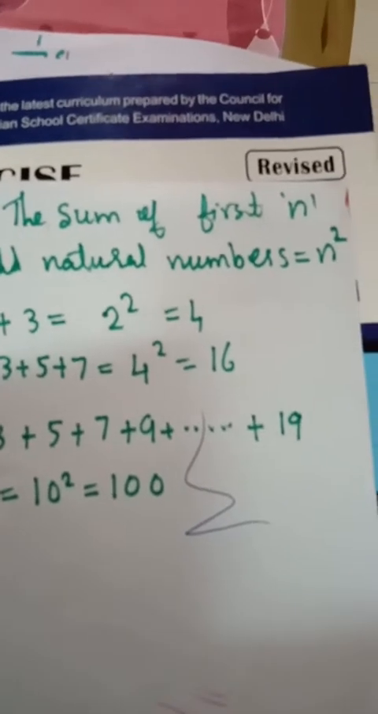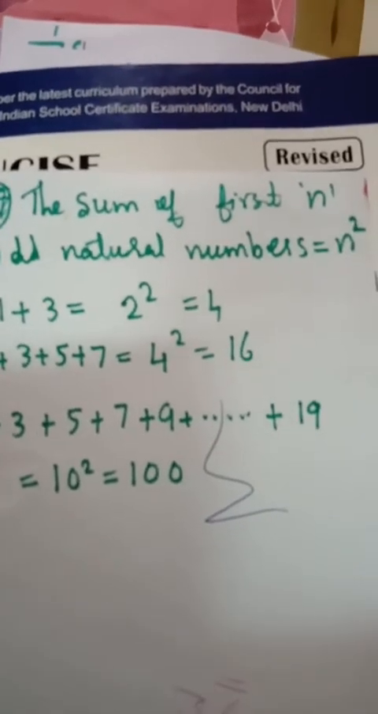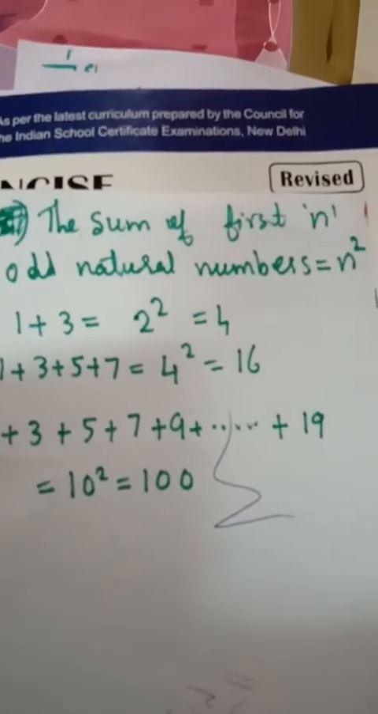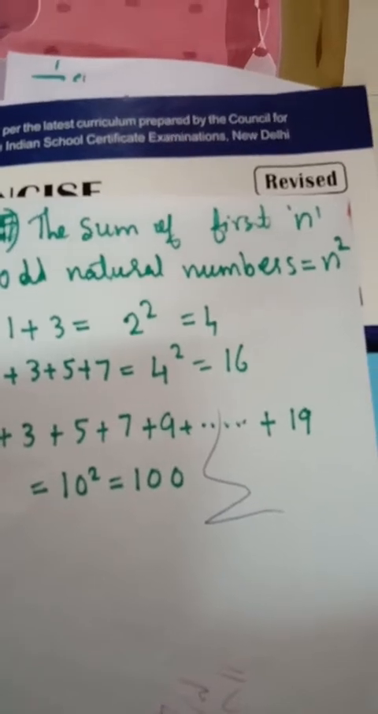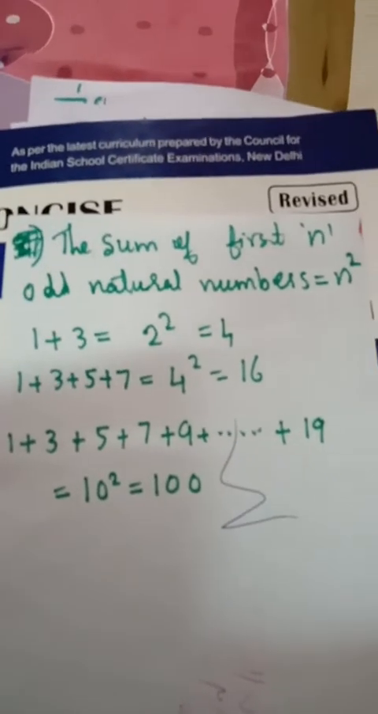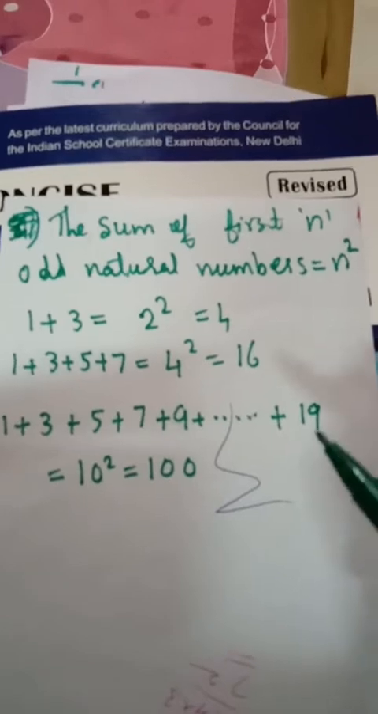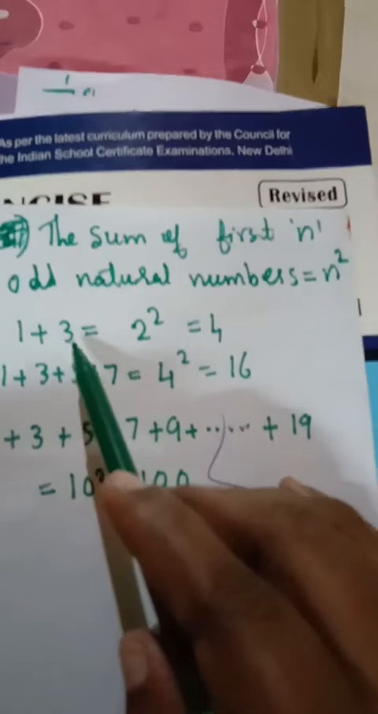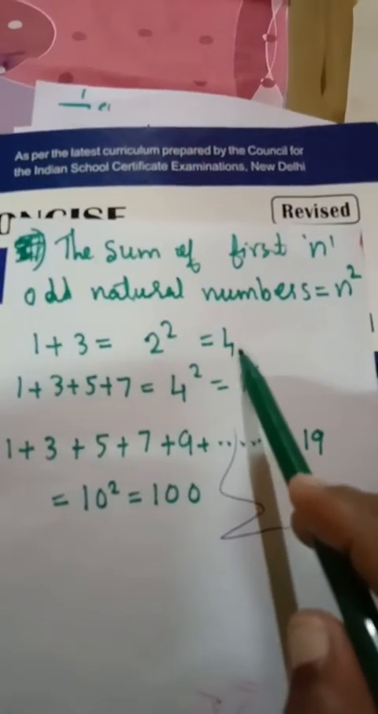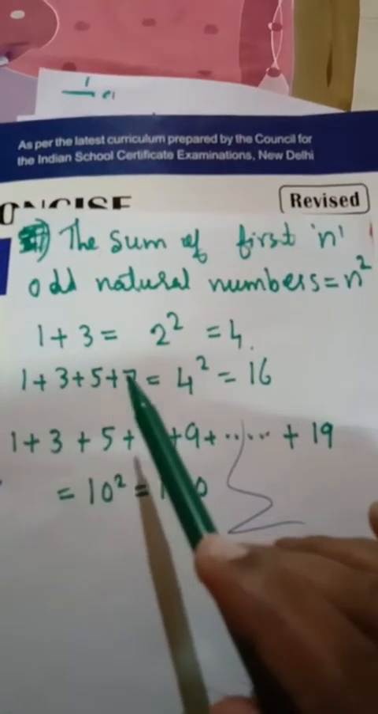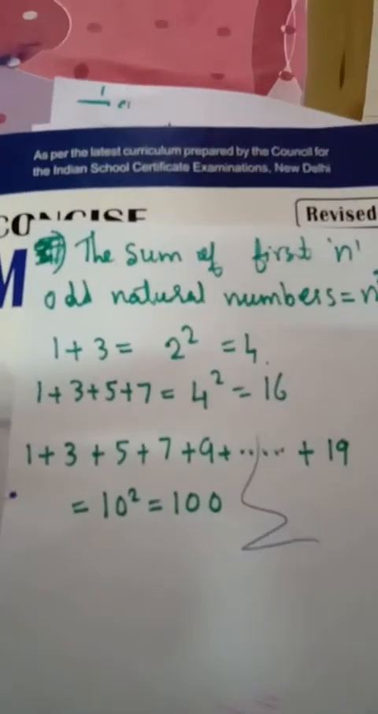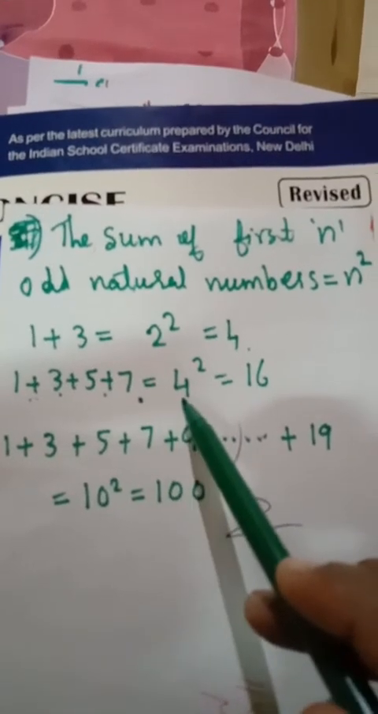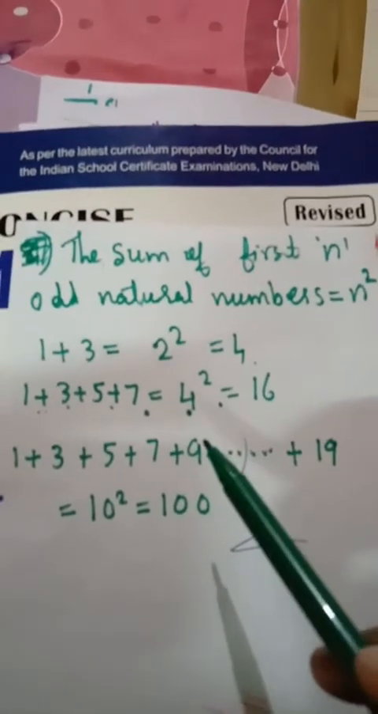The sum of first n odd natural numbers is equal to n square. Let us check it. Here 1 plus 3: how many odd natural numbers are there? 2. So it is 2 square, 4. Now here 1 plus 3 plus 5 plus 7. How many odd numbers? 1, 2, 3, 4. So it is 4 square, equal to 16.